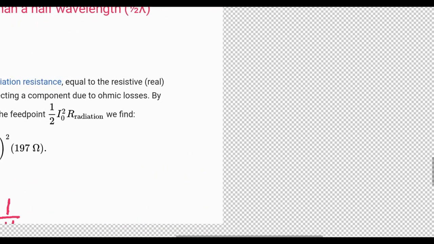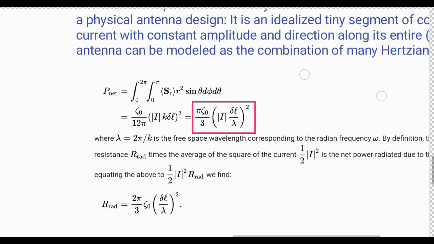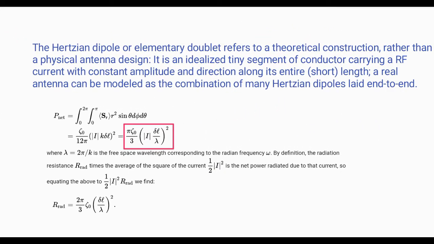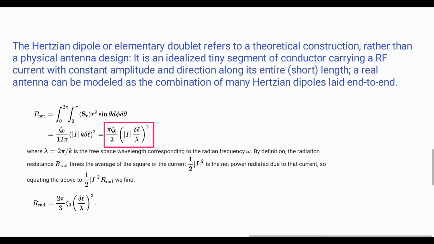and look at the Hertzian dipole. What is a Hertzian dipole? This is a theoretical concept. Hertzian dipole or elementary doublet refers to the theoretical construction rather than the physical antenna design.